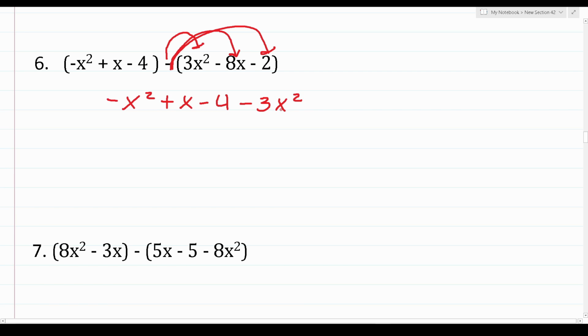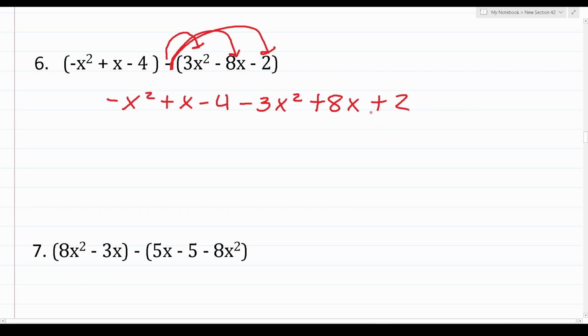Again, a positive times a negative is a negative. Then we have negative times negative 8x. A negative times a negative is going to be positive, so this becomes plus 8x. And then finally, we have negative times negative 2. Negative times a negative is a positive.